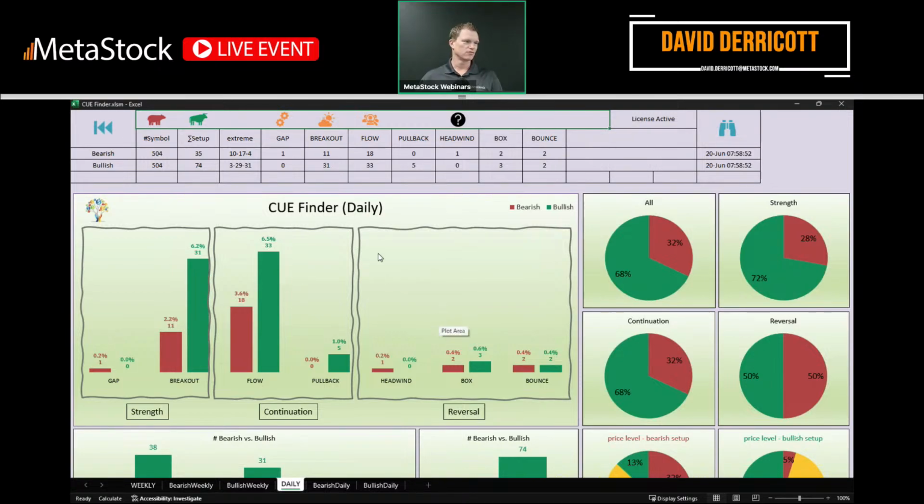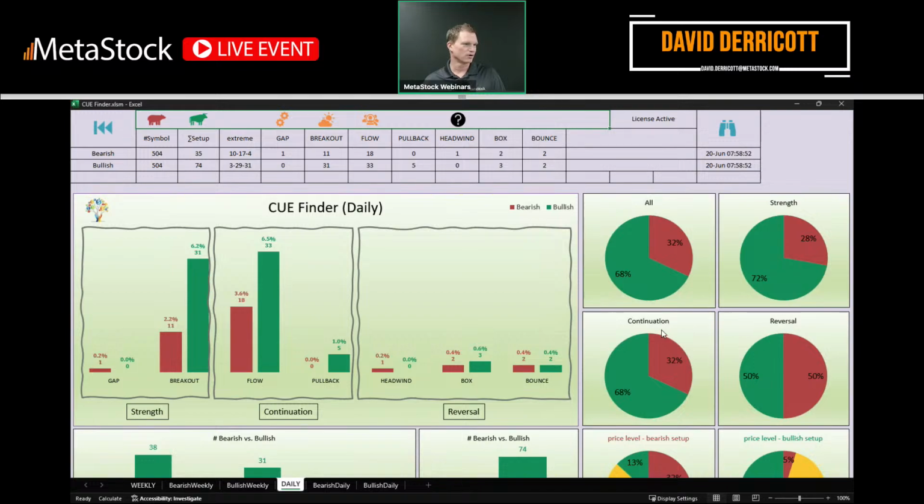Because what I can do is run my scan and copy that. And then he's got these set up to where all you have to do is click the little binoculars icon that's just like the Explorer icon. And it'll update this to find what stocks have a gap up, which ones had a breakout, which ones are in a flow. So we're in a positive flow. We've got uptrends from a pullback, high breakouts, and then the headwind, box, and bounce. I actually had to ask him what those mean. I'm going to go over those in just a second.